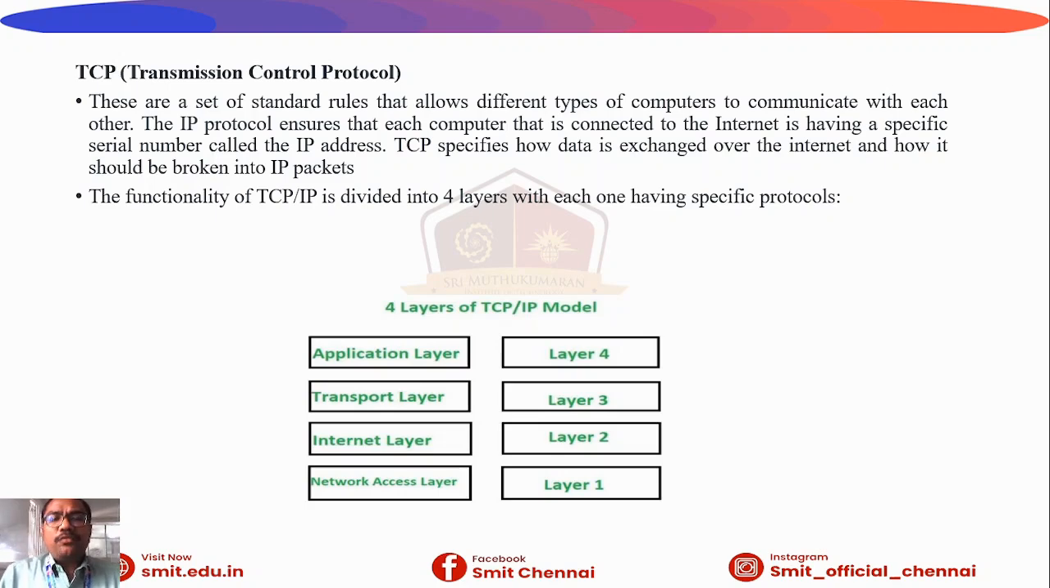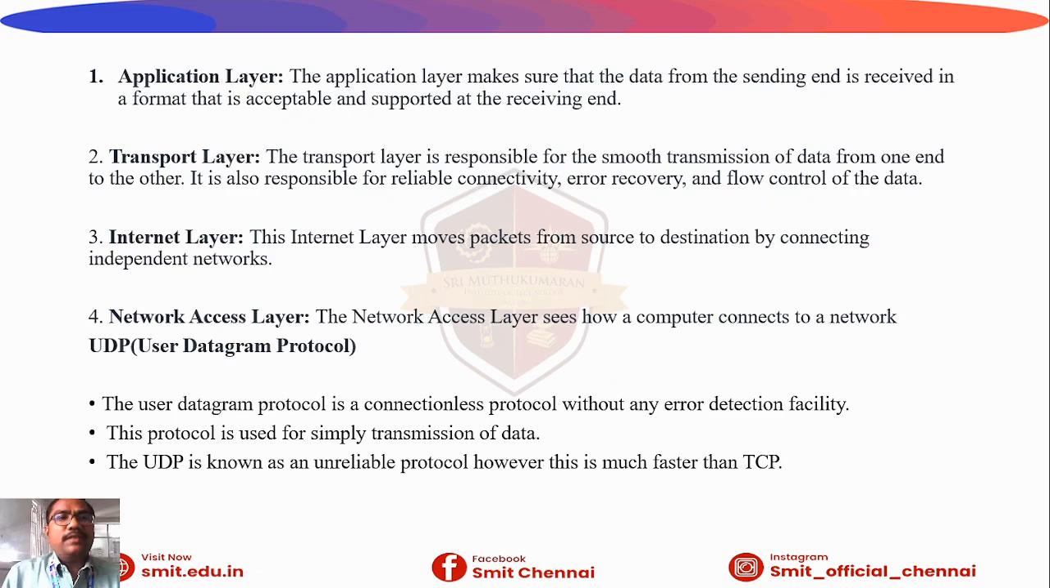Now we will see the four layers of this TCP/IP model. The first layer is the network access layer, the second layer is the internet layer, the third layer is the transport layer, and the fourth layer is the application layer. The network access layer sees how the computer can be connected to a network. Internet layer is responsible to move the packet from source to destination. Transport layer is responsible for the smooth transmission of data from one end to the other. The last, application layer, is responsible for sending the data in an acceptable format. So this is all about the TCP.